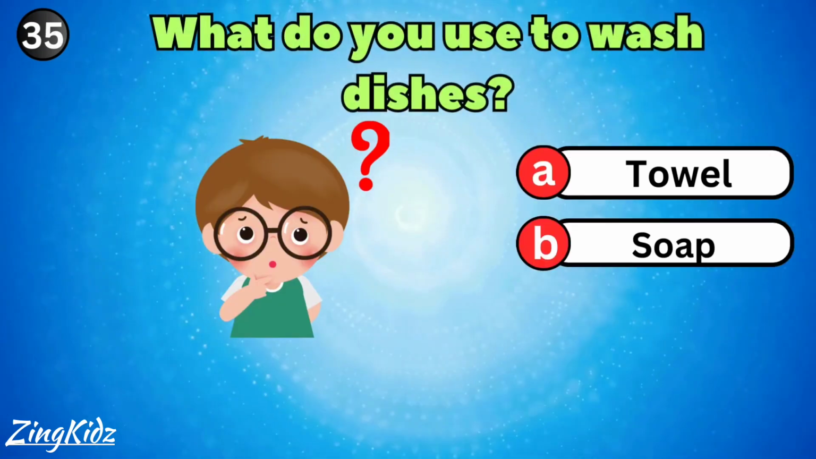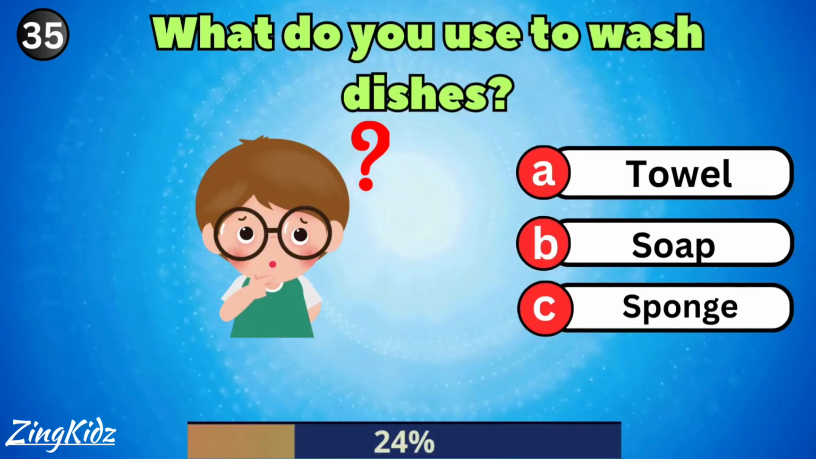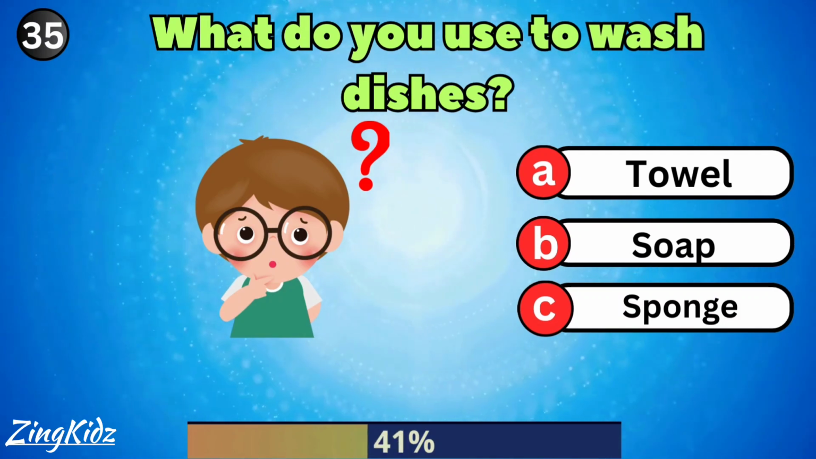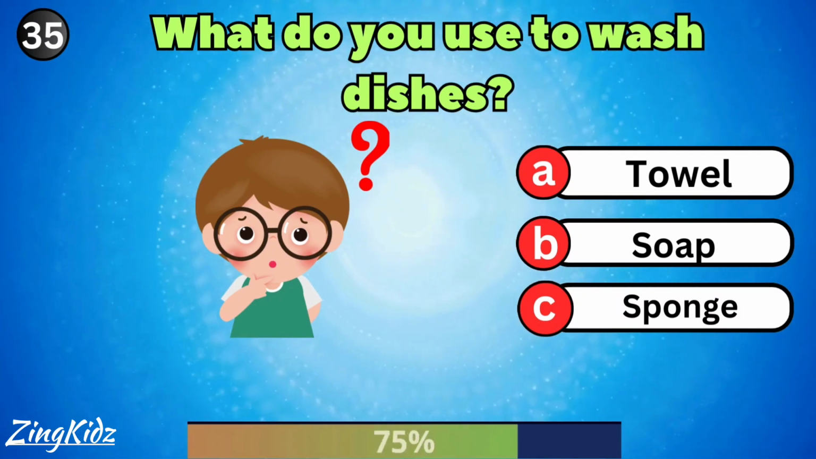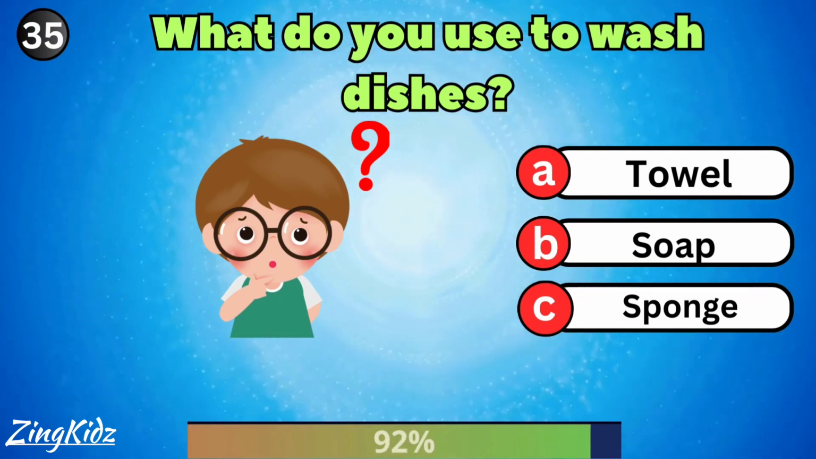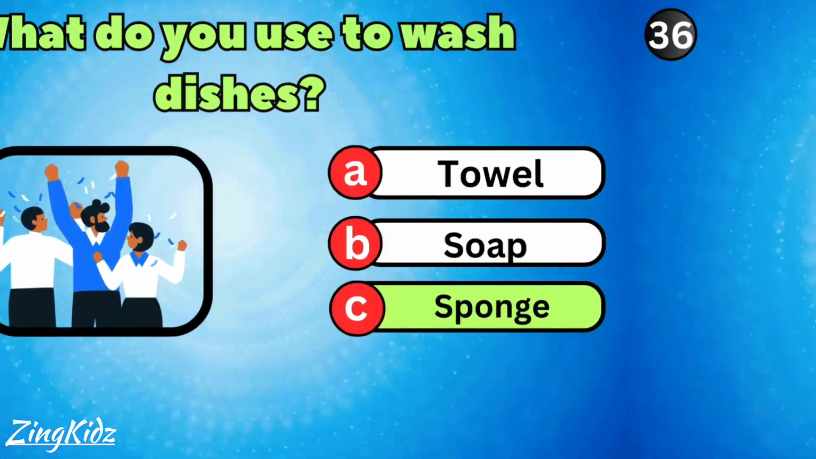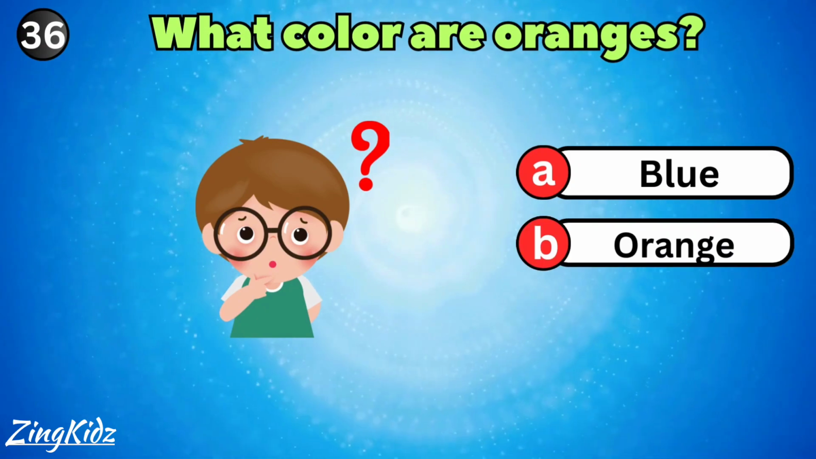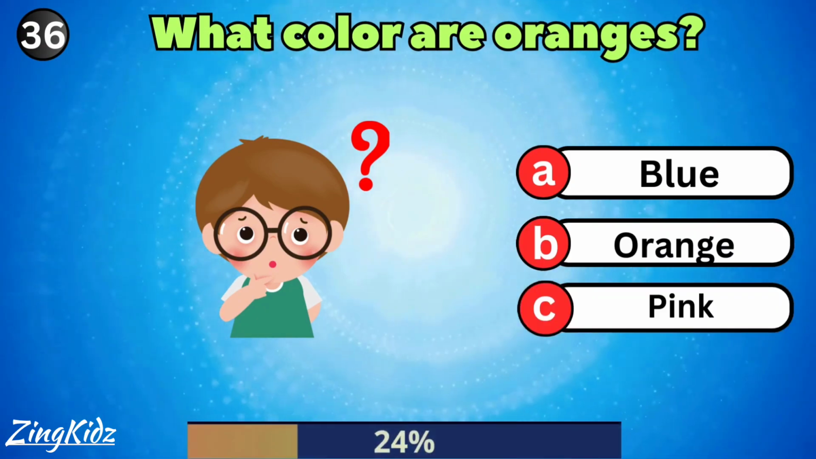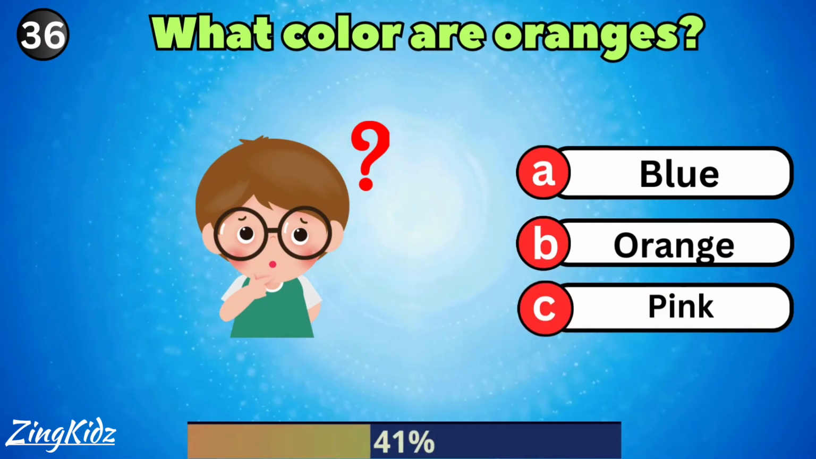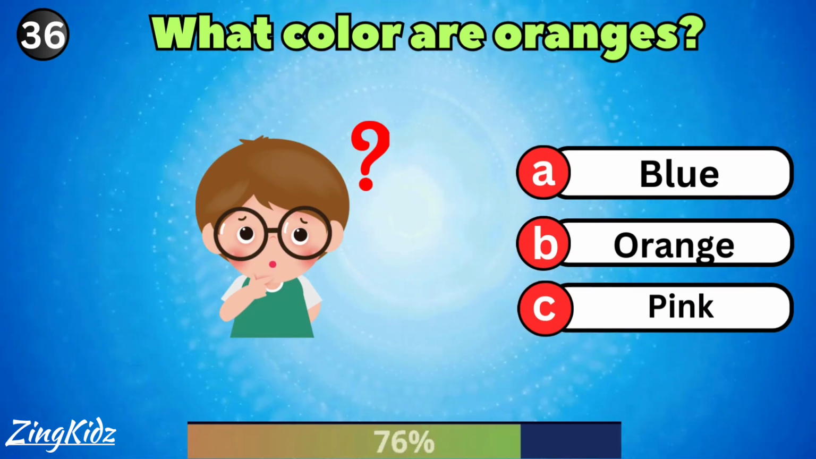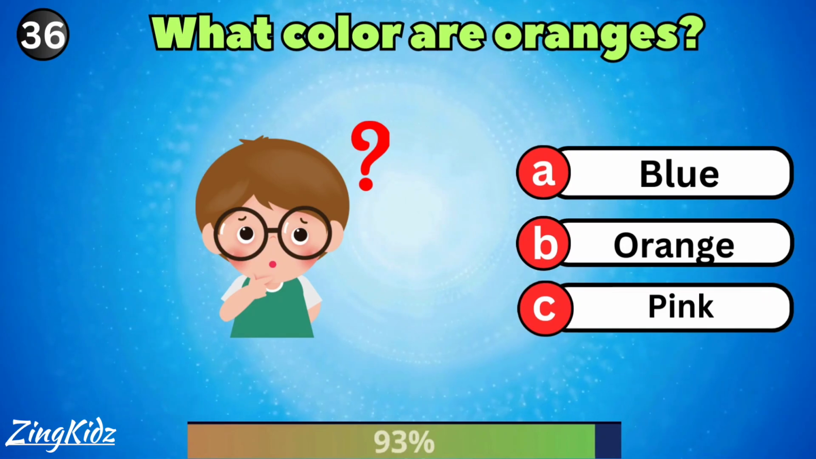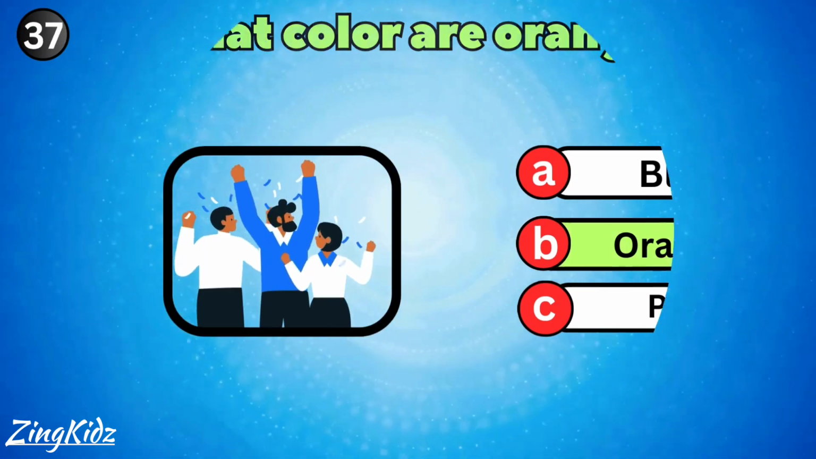What do you use to wash dishes? Sponge is the correct answer. What color are oranges? Orange is the correct answer.